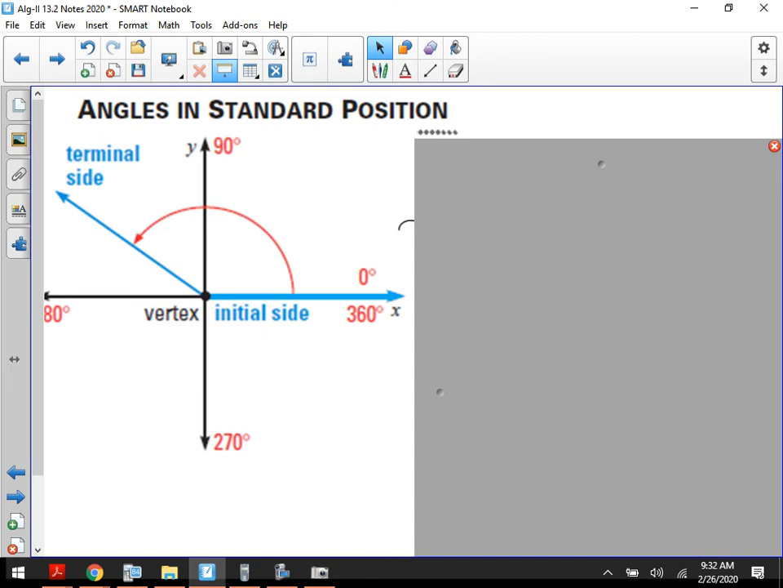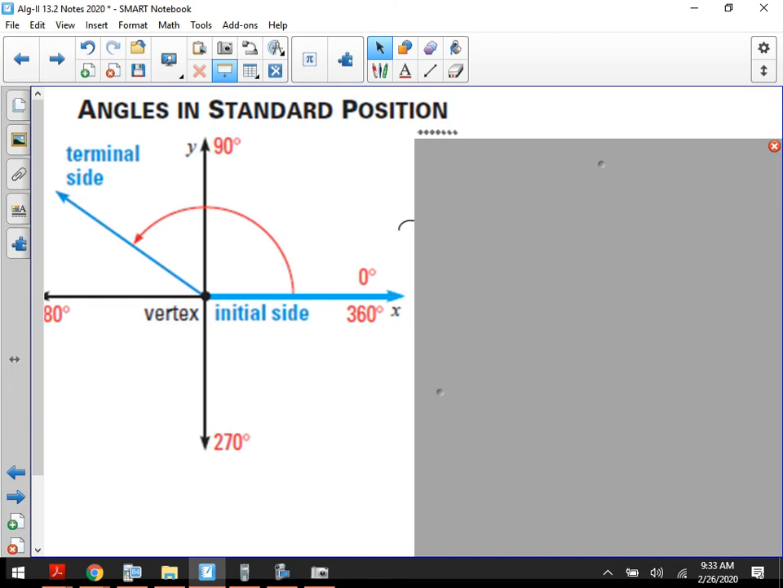Angles obviously are comprised of two sides and a vertex. I'm assuming you all remember that from last year in geometry. All of our vertices will always be placed at the origin. The initial side, where the angle starts, is always at the positive side of the x-axis. Then for positive angles, it rotates counterclockwise. Where the angle stops is what we call the terminal side, this ending portion.